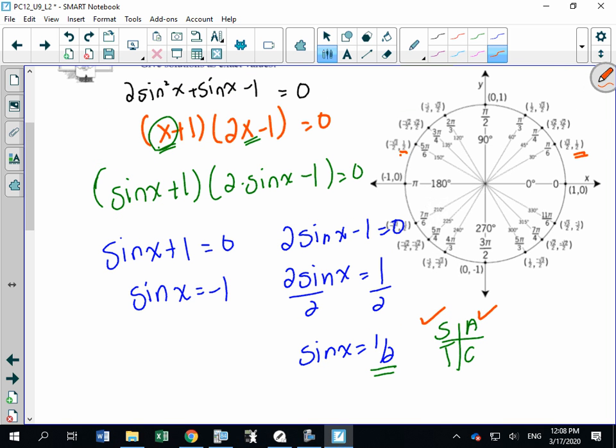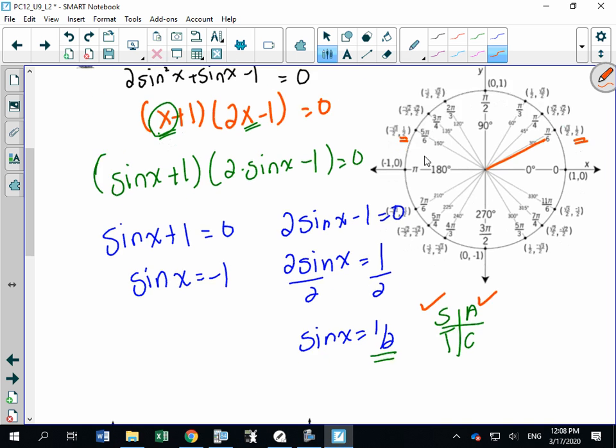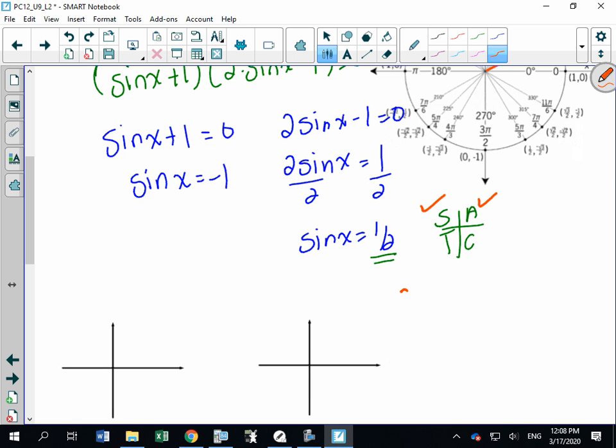Here and here. So my solution: x is pi over 6 and x is equal to 5 pi over 6. Those are my 2 solutions. How would you do this if you froze and you forgot your unit circle and you lost your mind? How would you guys do this?